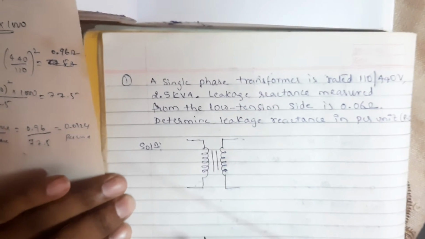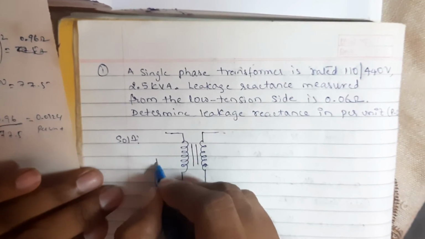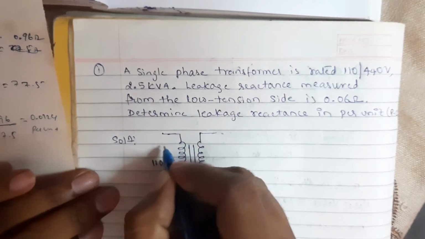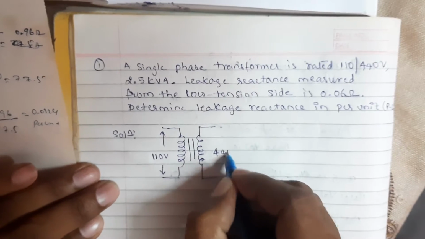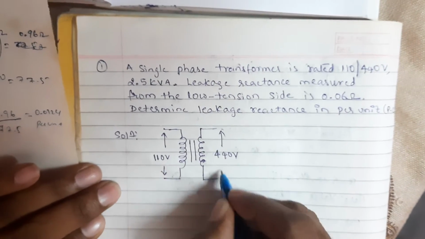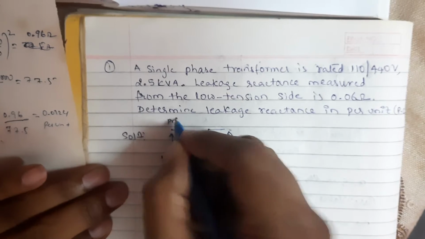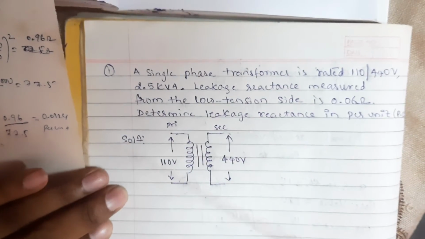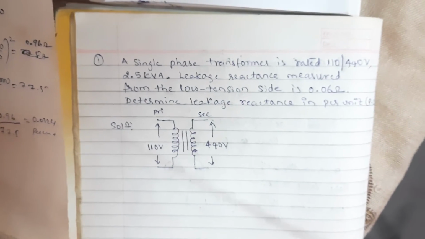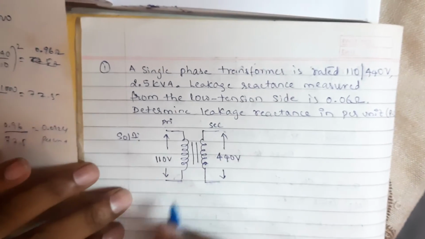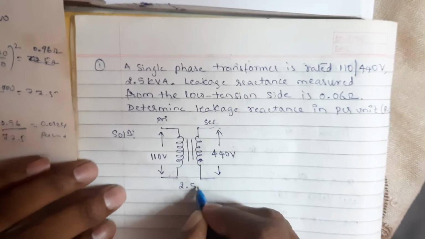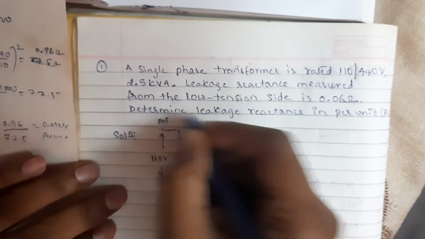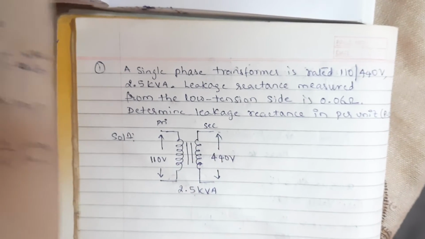They have given the voltage 110 volts on the primary side, and here we are getting 440 volts at the secondary side. This is the primary side and this is the secondary side. They have also given the rating of the transformer as 2.5 kVA.